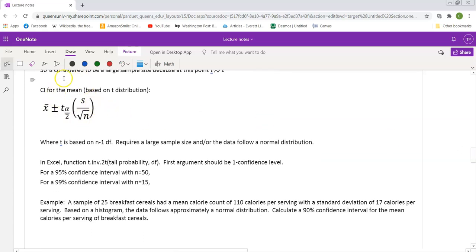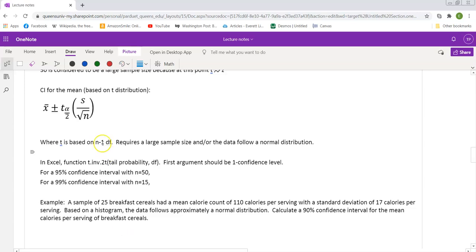So the formula for the confidence interval for the mean based on the T distribution is exactly the same as based on the Z distribution, except for two things. Instead of sigma up here, we have S, and instead of Z here, we have T.